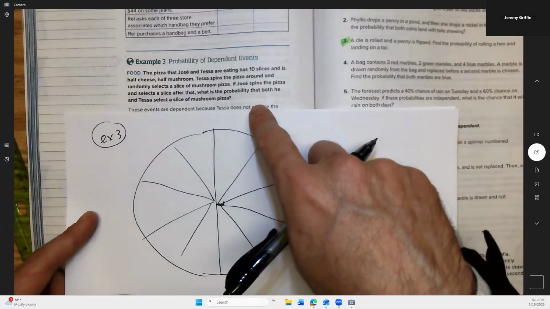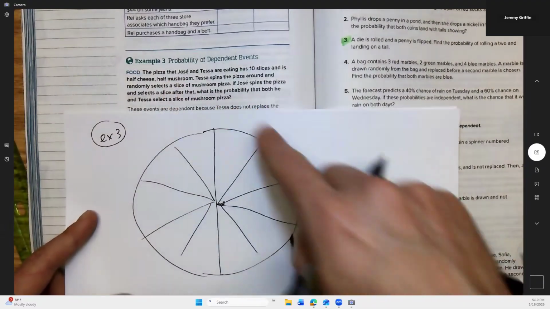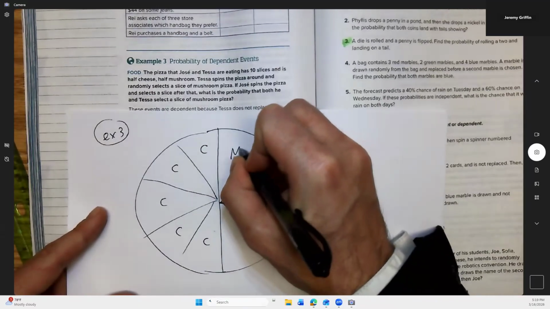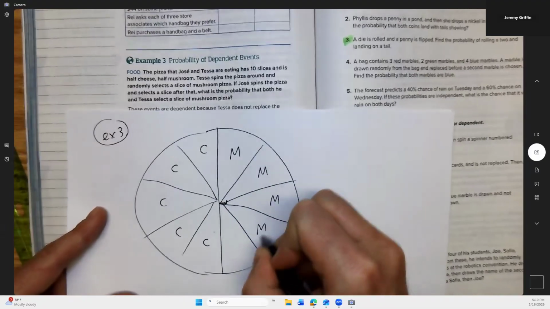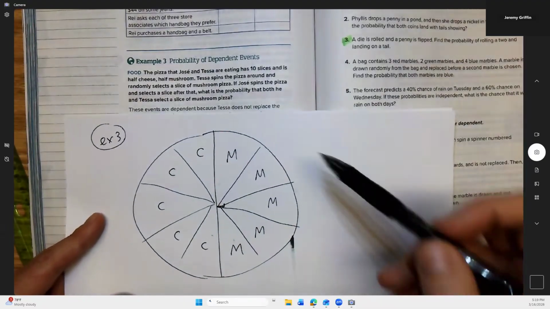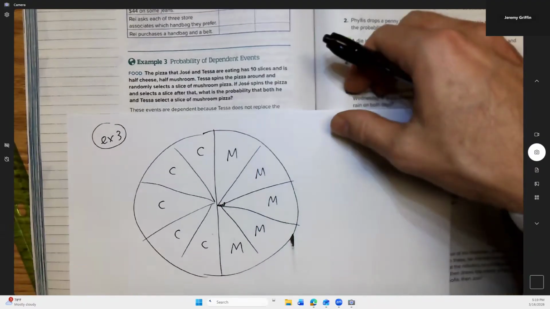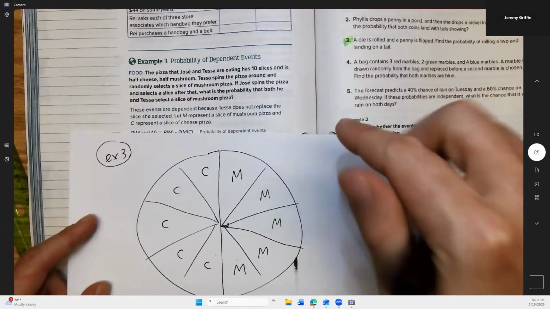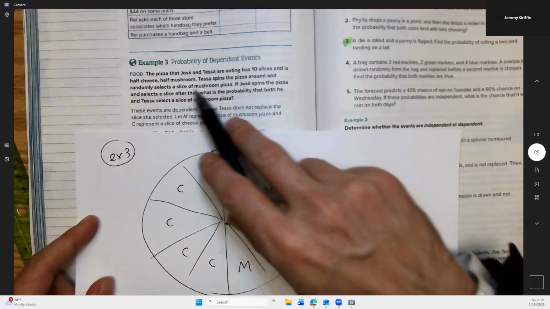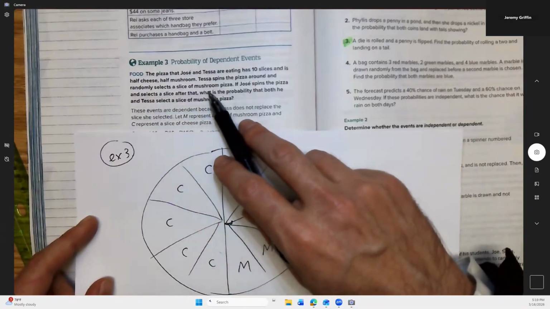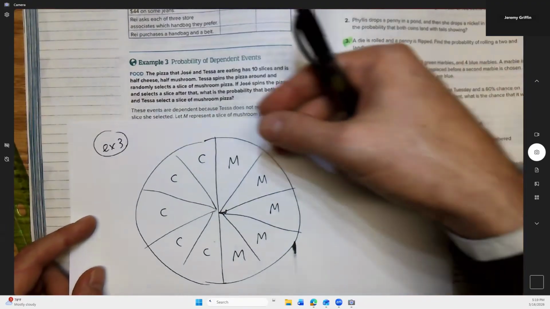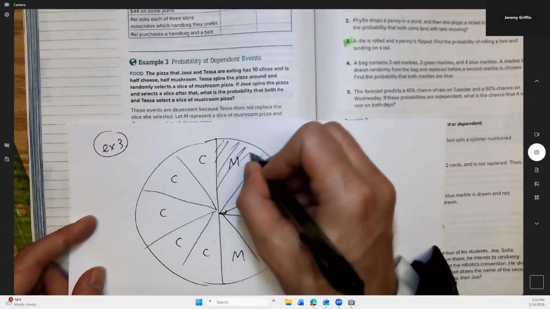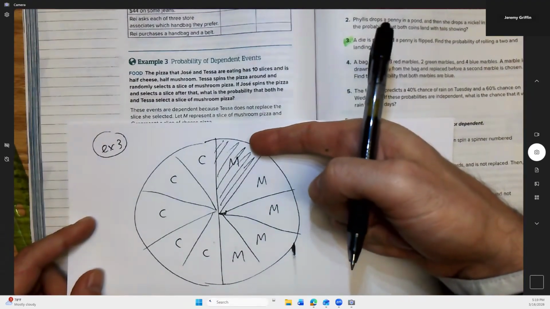It says half cheese, half mushroom. So let's call it cheese, cheese, cheese, cheese, cheese. Let's go mushroom, mushroom, mushroom, mushroom, mushroom. Tessa spins the pizza around. Right, so it's all spinning, like a giant prize wheel, and she randomly selects a slice. Happen to be mushroom pizza. So she's going to randomly choose one. She's basically blindfolded, she has no idea. Say she picks this one right here. Boom. So Tessa has a mushroom slice.